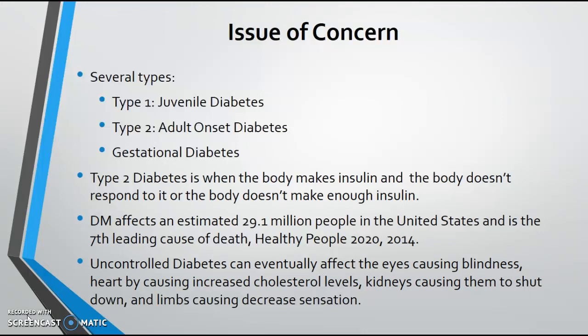Type 2 diabetes is when the body makes insulin and the body doesn't respond to it, or the body doesn't make enough insulin. Diabetes affects an estimated 21.9 million people, according to Healthy People 2020. Uncontrolled diabetes can eventually affect the eyes, causing blindness, heart by causing increased cholesterol levels, kidneys causing them to shut down, and limbs causing decreased sensation.